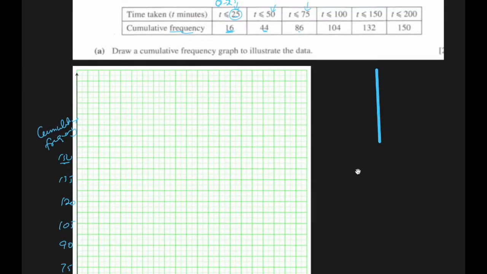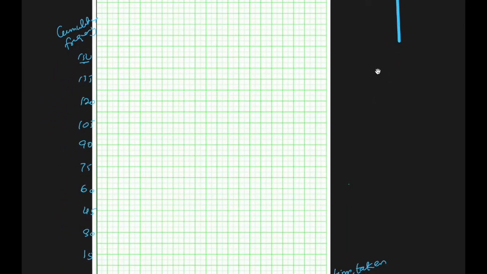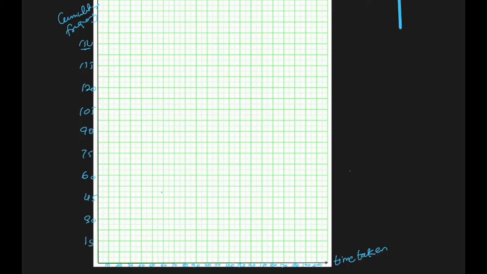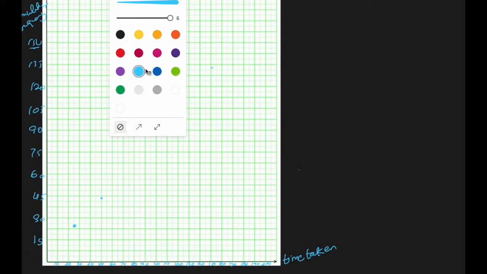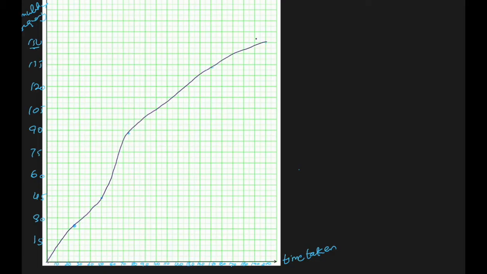The first point is 25, 16, then it is 50, 44, and let me fast forward the video and connect those points. Okay, so we got this graph, and this will be the cumulative graph of this particular question. Let's talk about the B part.